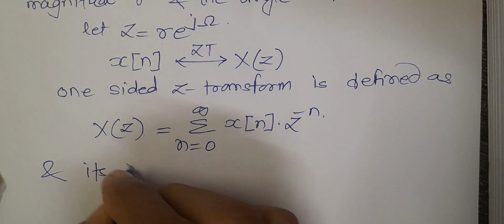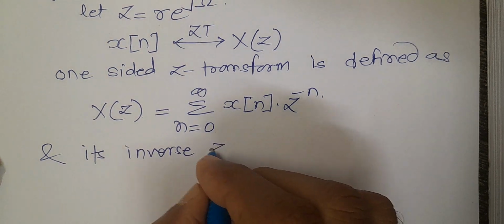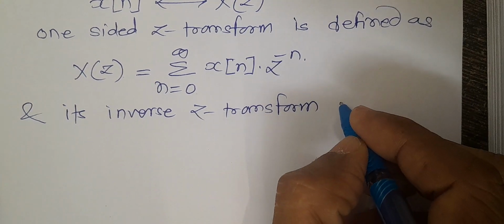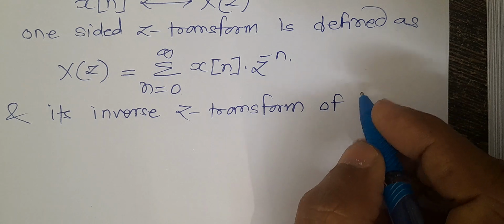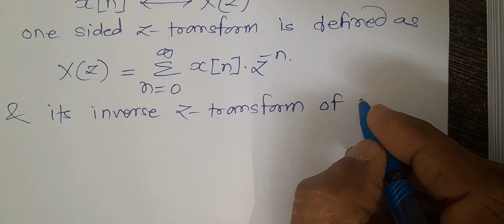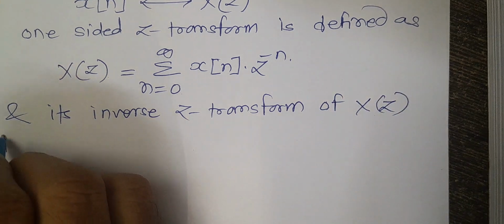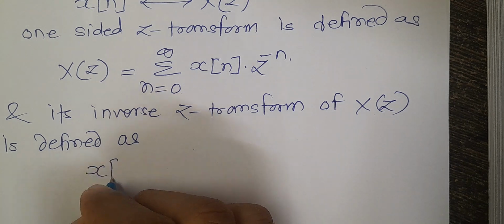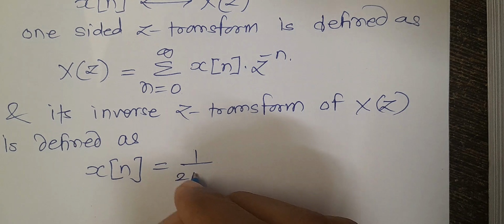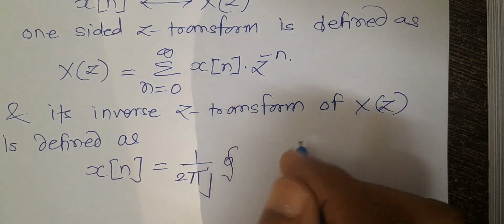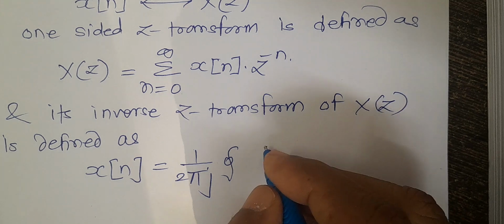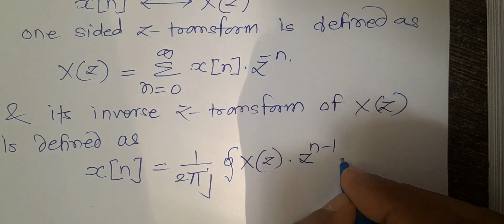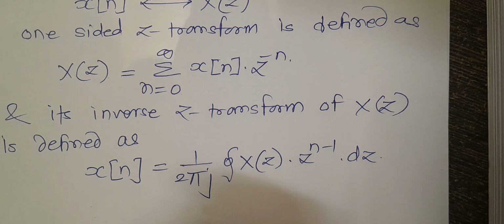And its inverse Z transform of x of z is defined as x of n equal to 1 over 2 pi j times the integration over the closed path of x of z into z raised to power n minus 1 into dz. So this is the inverse Z transform.